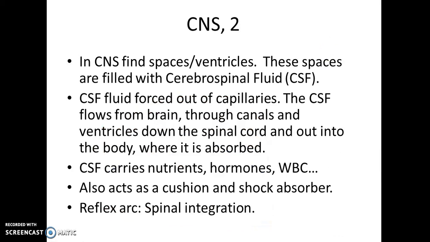In the central nervous system, we find spaces or ventricles. These ventricles are filled with cerebrospinal fluid, or CSF. The cerebrospinal fluid is the fluid that's forced out of the capillaries, and it flows from the brain through canals and ventricles down the spinal cord and out into the body where it's absorbed. The cerebrospinal fluid can carry nutrients, hormones, and white blood cells. It can also act as a cushion and shock absorber.